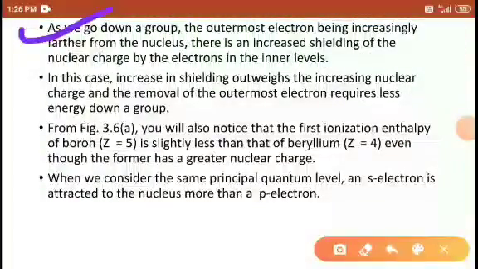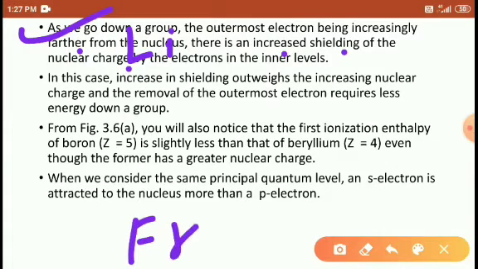As we go down the group, for example, from lithium to francium, the outermost electron is increasingly far from the nucleus. So the shielding effect increases, and it outweighs the nuclear charge. The shielding effect increases as you move down the group, from lithium to francium.